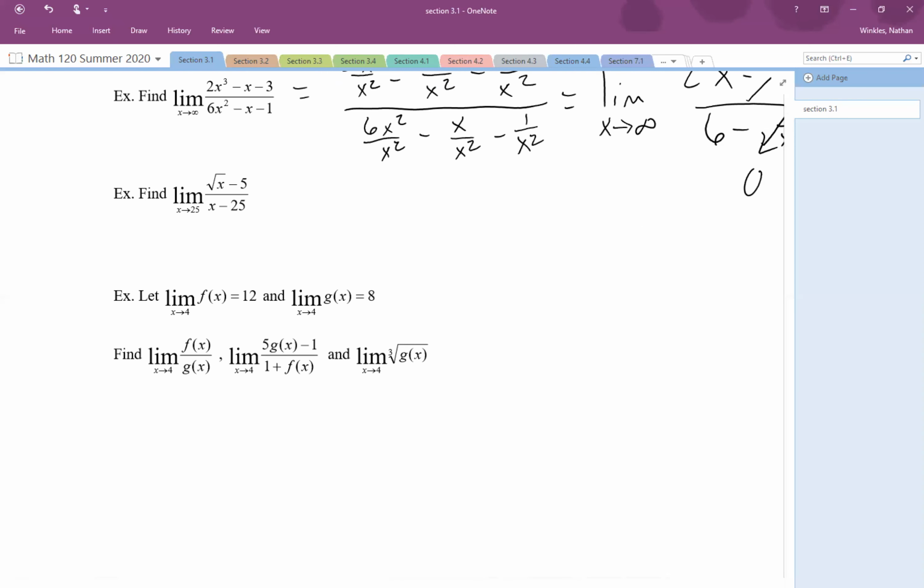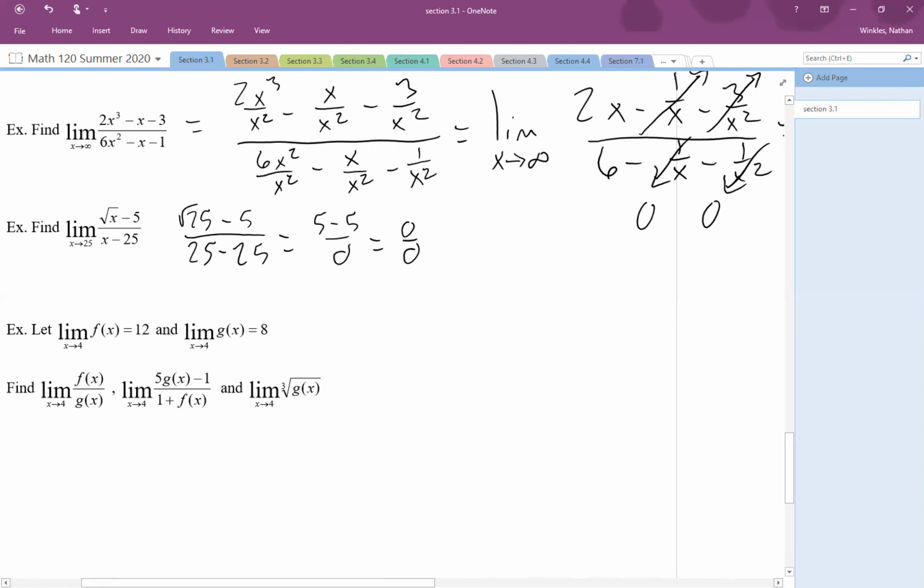So going back to our numbers here, again, limit as x goes to 25 of square root of x minus 5 over x minus 25. If we plugged in 25, we would get square root of 25 minus 5 over 25 minus 25, which is 5 minus 5 over 0, or 0 over 0. All right, so now we have to look at this one and say, well, how can we factor this? Well, I don't know how to factor this, is what most of you are probably saying.